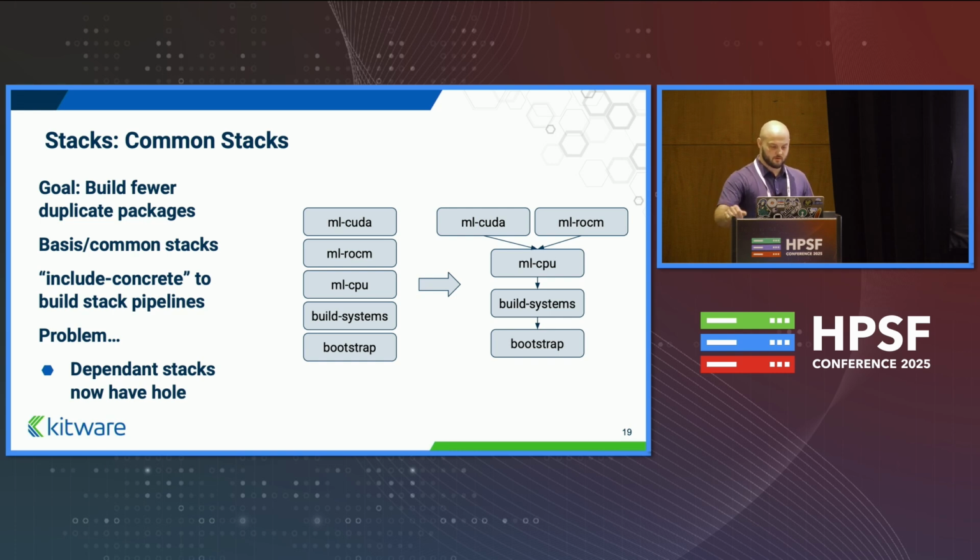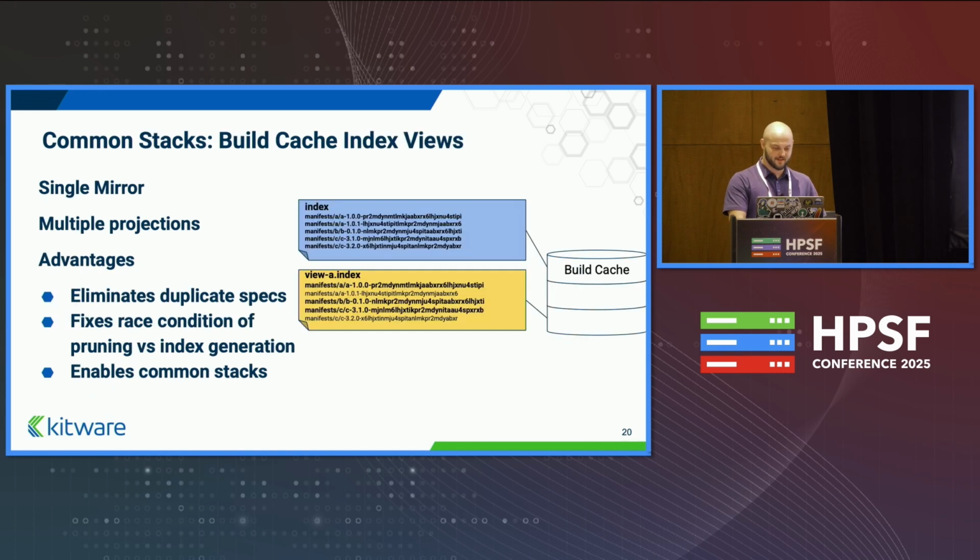Right now, all of our stacks have their own build cache. So this is problematic because now that build cache no longer has the dependencies for the top level packages. There's this giant hole in the bottom. So to fix that, we don't have multiple build caches, and we can project views into these with these build cache index views. So this is a feature in progress right now, now that we have the content addressed build cache v3 merged. This fixes a bunch of race conditions with pruning as well. We won't get into that. But this will enable us to have these common stacks in CI.